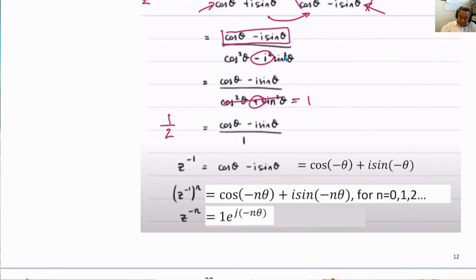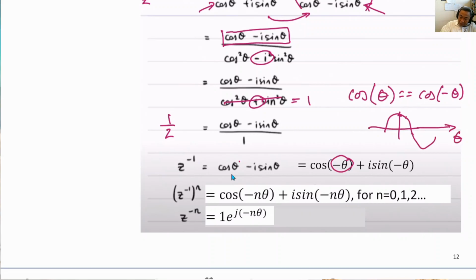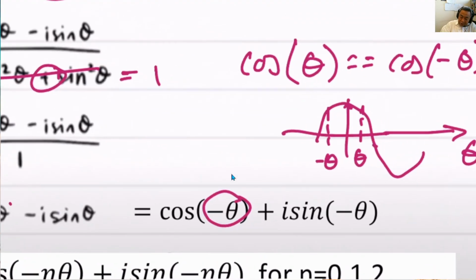Now, the other thing to remember is, if we introduce minus theta instead of theta, nothing changes with cosine theta, because cosine theta equals cosine of minus theta, since this is cosine, right? This is a cosine graph, and this is theta. So if this is theta and this is minus theta, then nothing changes here. The same value for cosine. Cosine of positive theta is the same as cosine of minus theta.